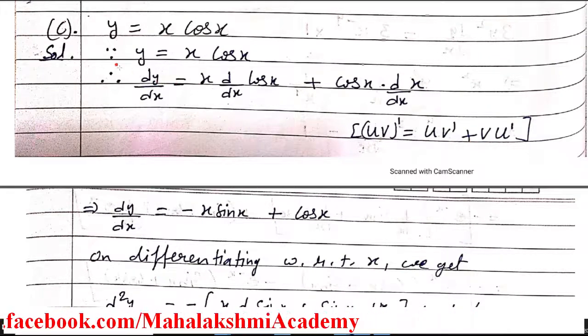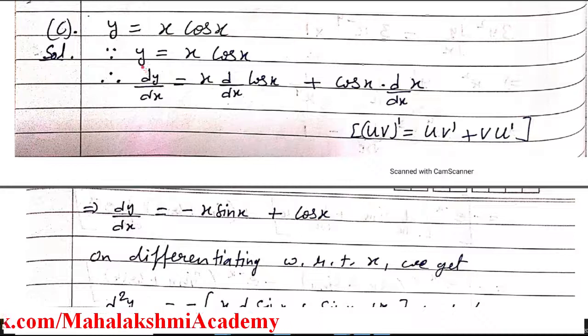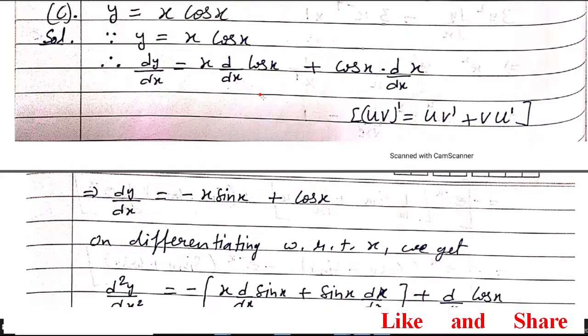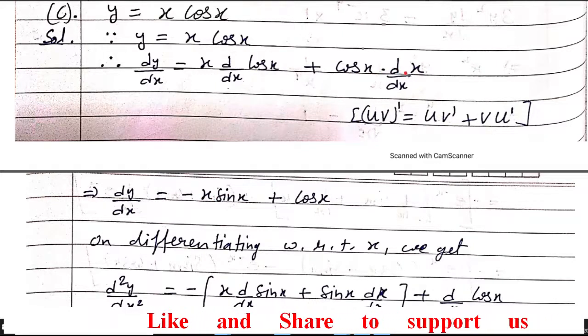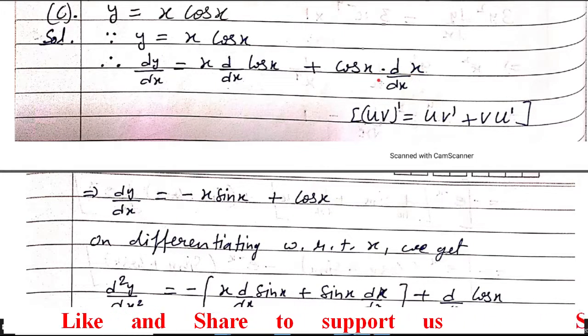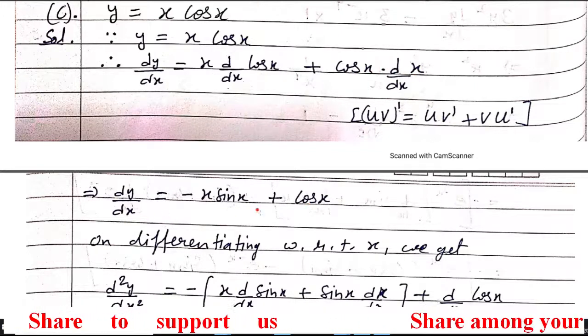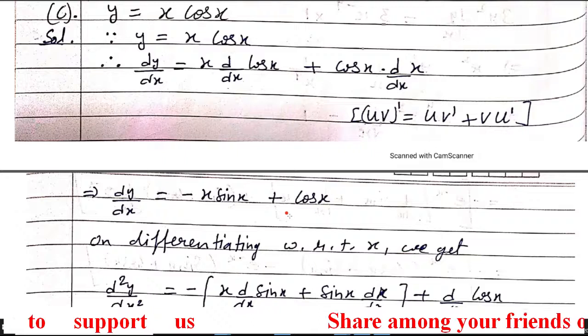So when we differentiate this with respect to x, here you will get the first order derivative, that is dy over dx. First I kept x as it is, then the differentiation of cos x, then cos x as it is, then the differentiation of x, using this formula. Now we will differentiate, and the differentiation of cos x is minus sin x, that's why minus x sin x came, and the differentiation of x is 1. So cos x multiplied by 1 is only cos x. So this is your first order derivative of the given function.